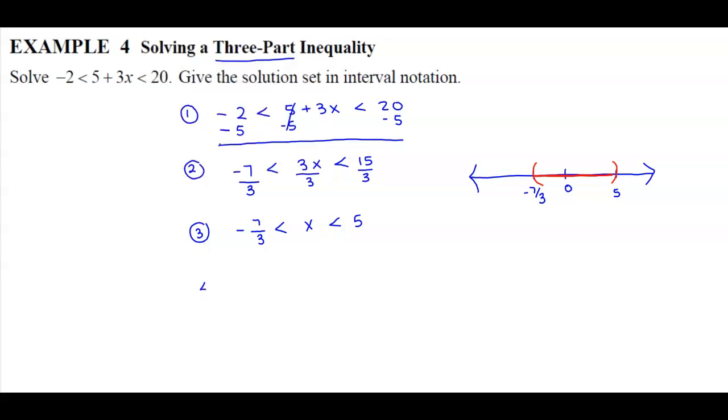To write our solution in interval notation, we have parenthesis, -7 thirds, comma, 5. Or if we wanted to put this in set builder notation, even though it's not asking us, we would write x such that, and then the compound inequality, -7 thirds less than x, less than 5, and that would give us the set builder notation. But in this question, they were asking for the interval notation, but it's good to know both.